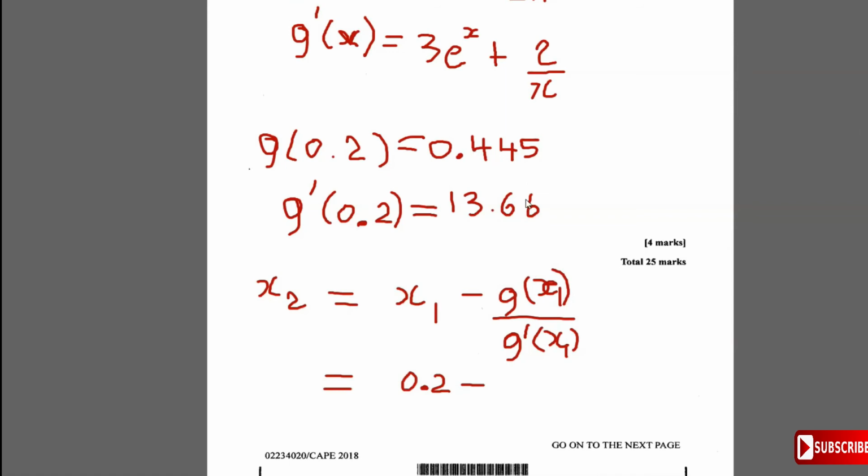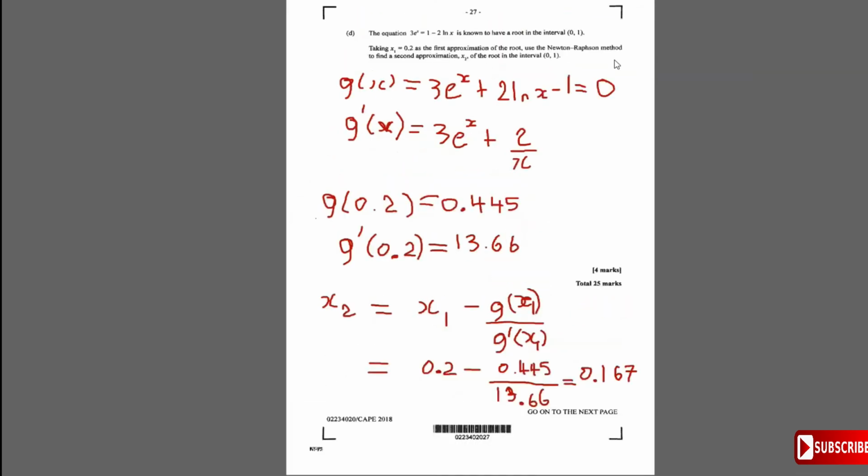Oh, 0.445 over g prime, which is 13.66. And so we take the difference now, and that will give us x2, which is 0.445 divided by 13.66. 0.2 minus that, we get 0.167. So that's the approximation of this root.